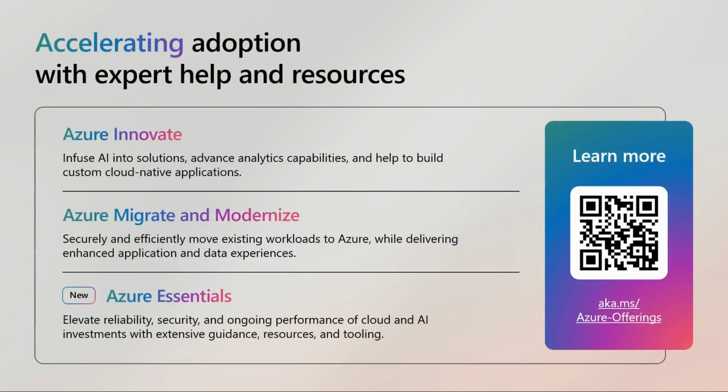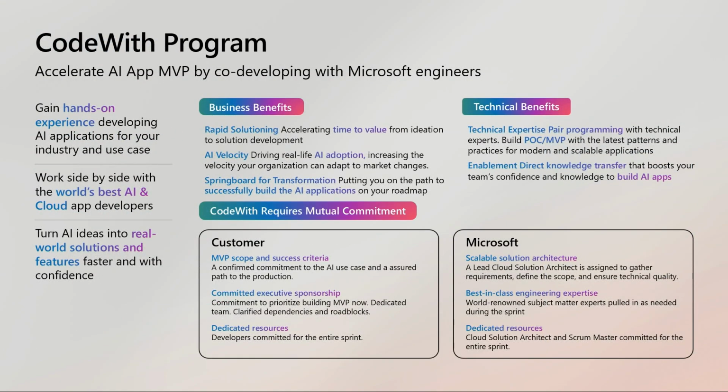Okay. Moving on, so Microsoft offers a variety of programs for you to get started and accelerate that journey for cloud and AI adoption, like Azure Innovate, Migrate, and Modernize, as well as Azure Essentials. Built for both enterprise customers as well as partners, ensuring that the cloud solutions that are being built are both reliable, secure, as well as performant at scale. So take advantage of those programs as well as the new Code With program, where Microsoft is offering co-development with customers for a 2 to 3 week sprint to accelerate your AI app dev journey.